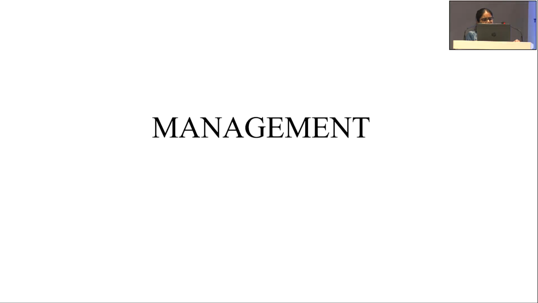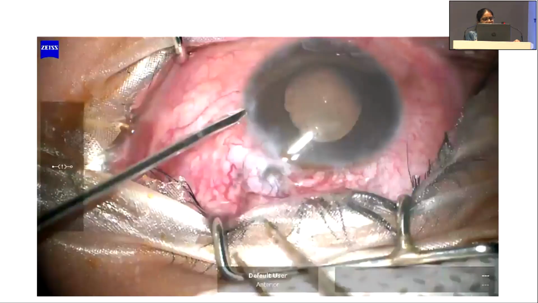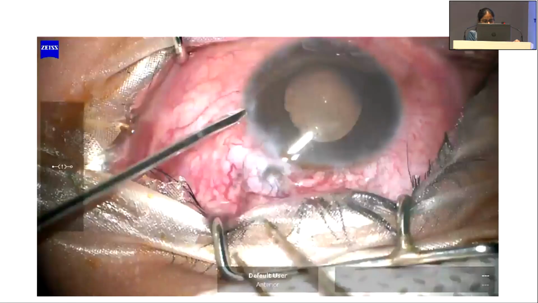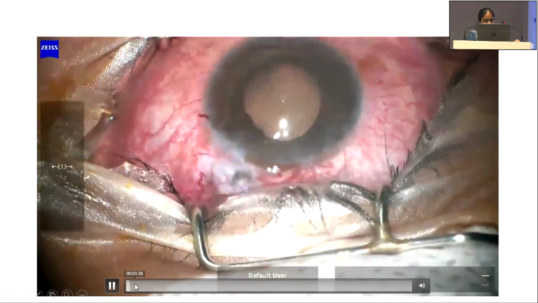So what was the management? We took the patient for left eye AC reformation with sodium hyaluronate. Postoperatively we can also see the AC was shallow centrally as well as peripherally. So we took the patient for clear lens extraction along with anterior vitrectomy with hyalodectomy and with posterior capsulectomy. So it was a routine cataract.